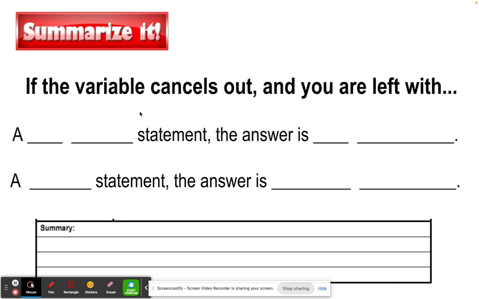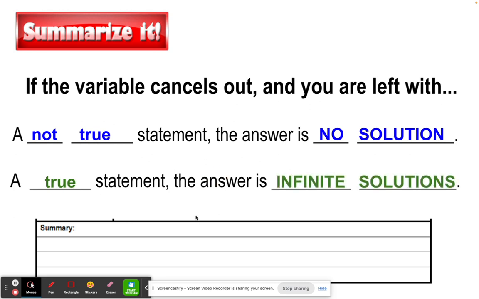That's it. Remember, for your summary, if the variable cancels out and you're left with a not true statement, the answer is going to be no solution. Whereas if the variables cancel out and you're left with the true statement, which is 0 equals 0, the answer will be infinite solutions.